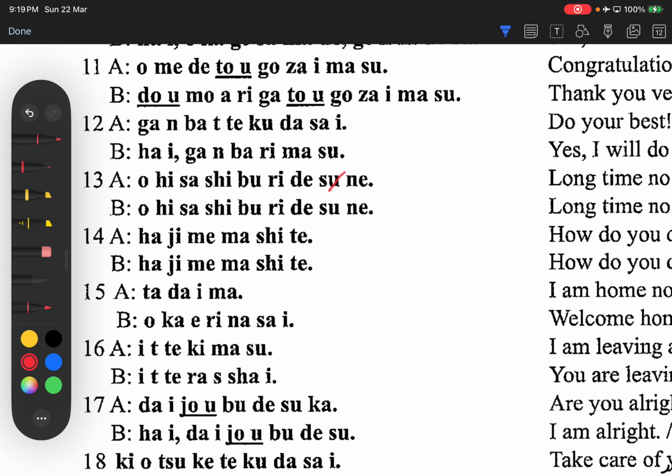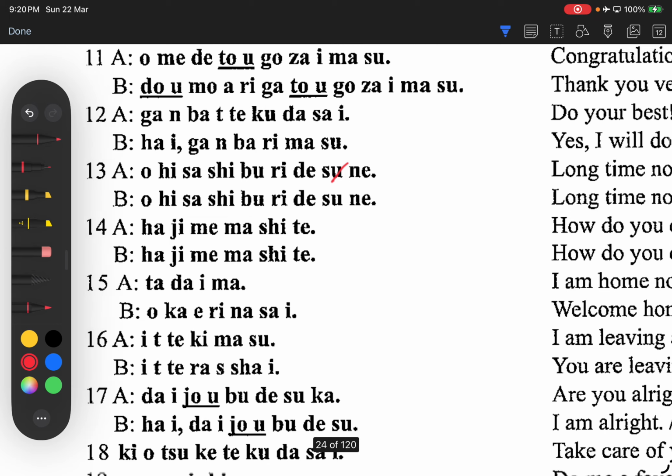Oisashiburi desu ne. So what is the difference between the first ne and the second ne? First one is a question. So oisashiburi desu ne. The second one will be an agreement. Oisashiburi desu ne. So it's even more down. So it's like ne and ne. Very subtle differences, but you can hear the reply very differently.